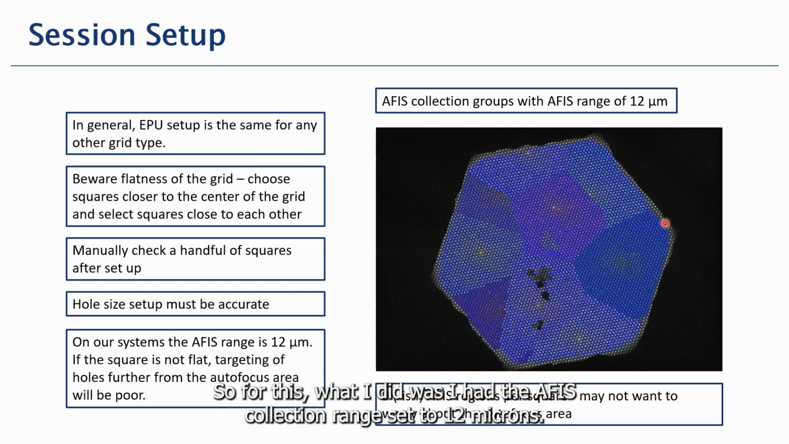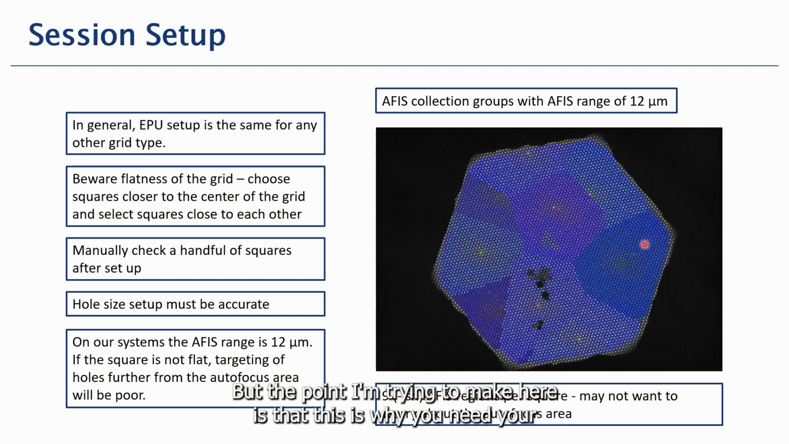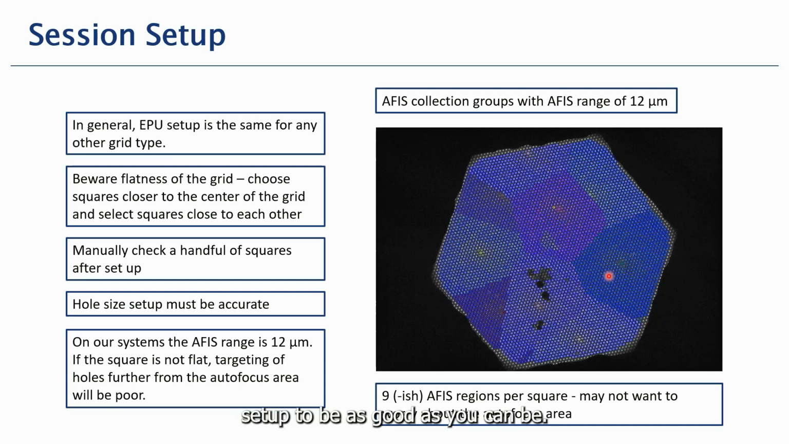For this, what I did was I had the AFIS collection range set to 12 microns. That doesn't mean the biggest amount of beam shift will be 12 microns, but that's the most it will do. But the point I'm trying to make here is that this is why you need your setup to be as good as you can be, because if it's not, these holes that you image at the extremes, you'll be missing the hole and it won't be as good. The other thing to note here is that the calibration for this is done on a per square basis. So if your grid is bad, all of the holes will be bad. I know I've said it many times, but you need to make sure your image shift calibrations and all your other setup is done properly to get the best data that you can.